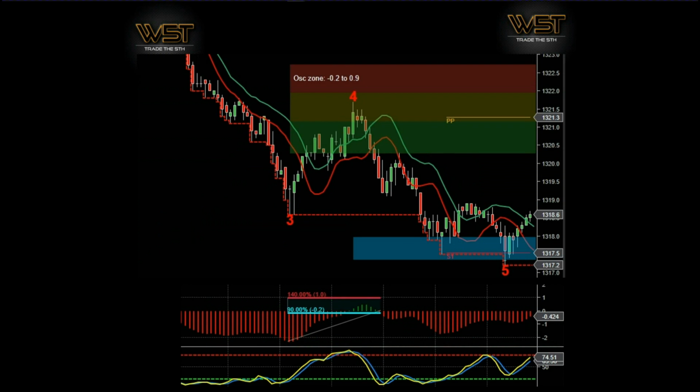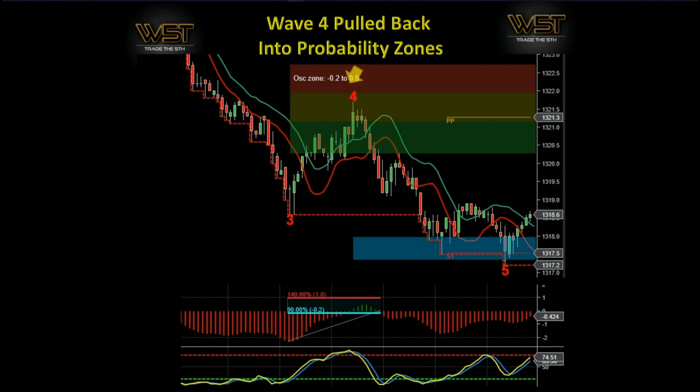So let's go through the 3 main setups again for that bearish move, just to make sure we understand where we're going from. First, the wave 4 pulls back into one of our probability zones. The amber zone is 80%, remember. So this wave 4 found resistance in the amber zone, so there's an 80% probability it's going to go on and make a new wave 5 low. The green is 85% and the red is 75%.